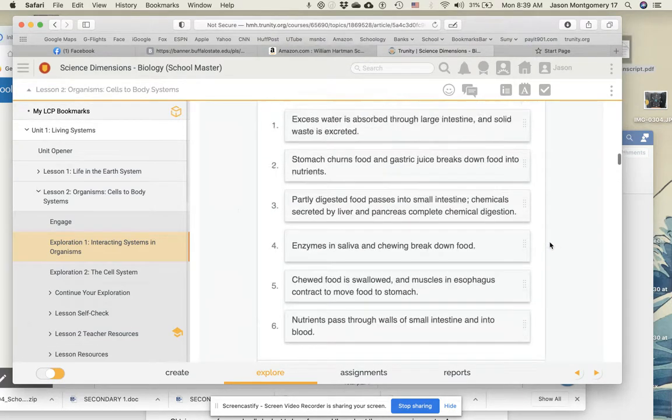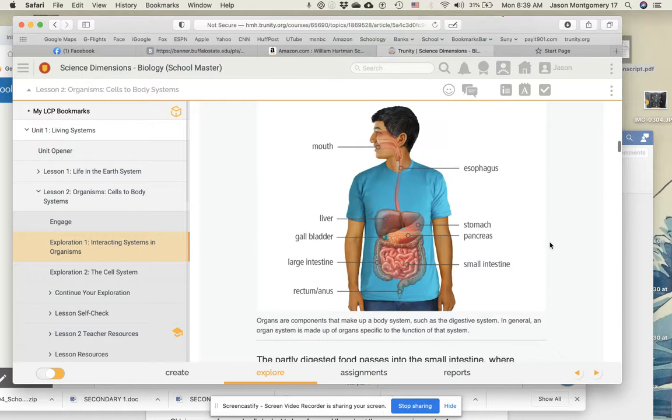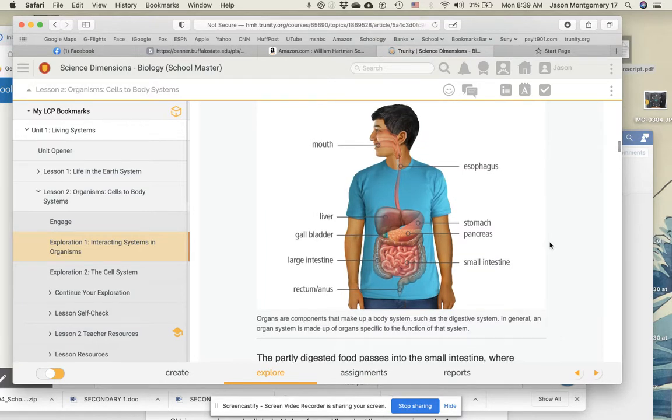Okay, so let me go back up here. So in the digestive system, you know most of these already, right? The mouth, the esophagus, the stomach, the pancreas, the small intestine, whatever. Okay, so in the second part of your research, in the organ system that you chose, you're going to choose an organ in that system which you are going to research and analyze.